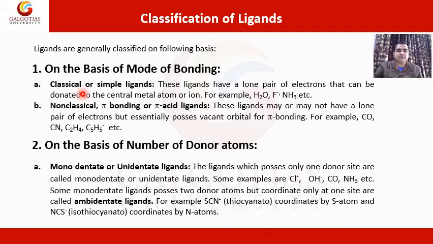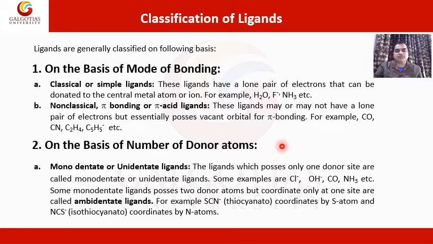First, what are classical or simple ligands? These ligands have a lone pair of electrons that can be donated to the central metal atom or ion. That type of ligand is called a classical or simple ligand. For example, we have H2O, F minus, NH3, etc. Secondly, non-classical pi bonding or pi acid ligands may or may not have a lone pair of electrons, but they essentially should possess a vacant orbital for pi bonding. For example, we have CO, CN, C2H4, C5H5 minus, etc.